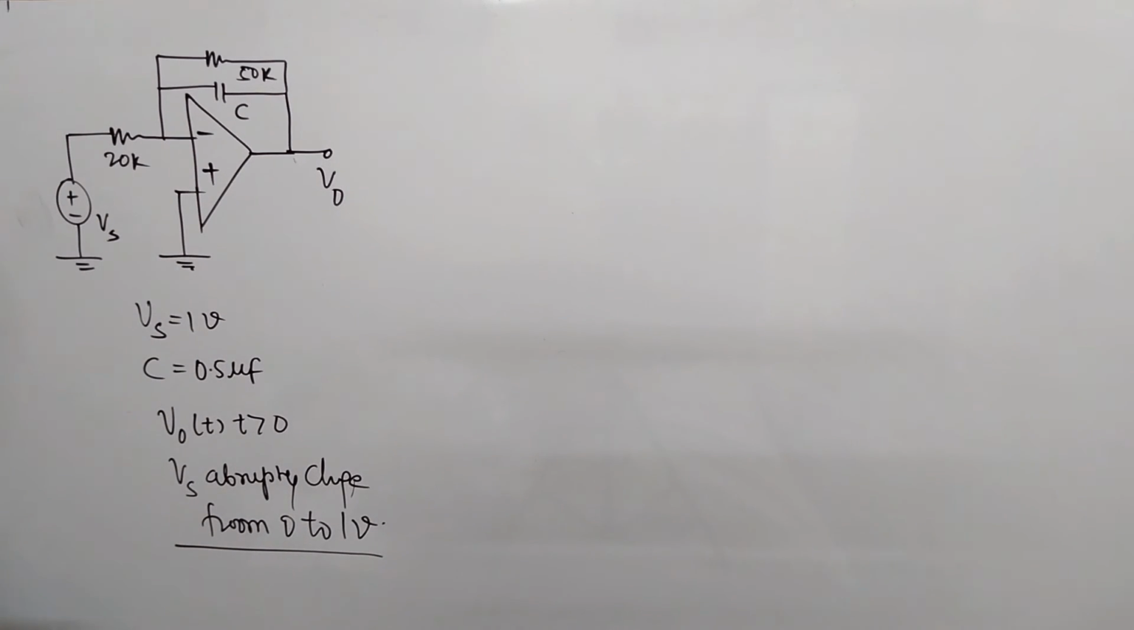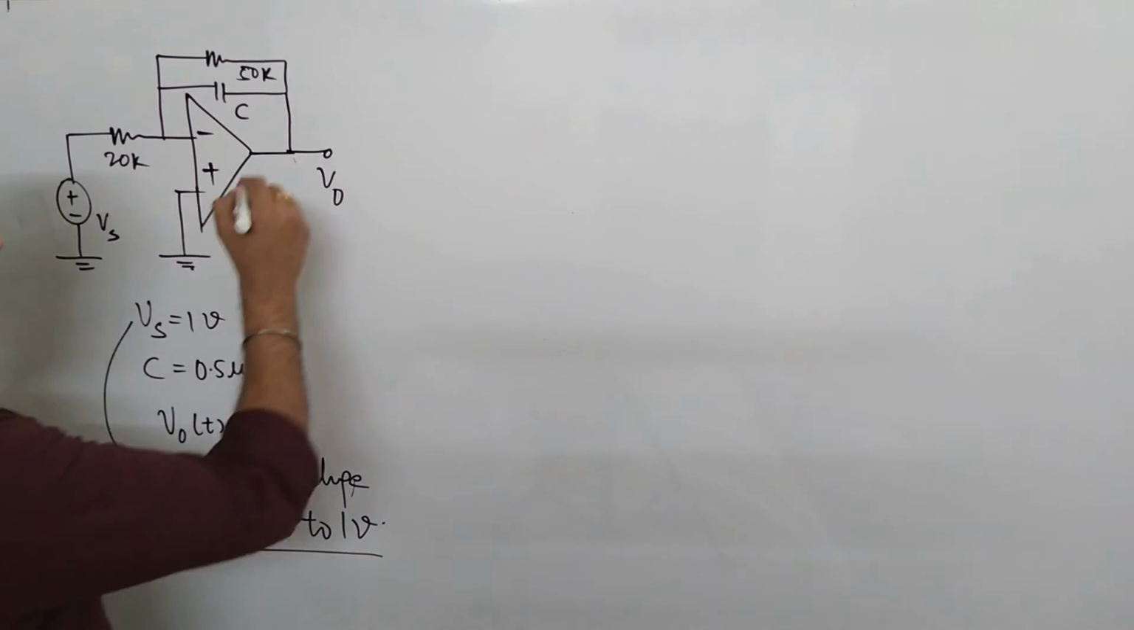So now friends, this is your next type of problem in which the value of Vs is 1 volt, with the condition that Vs abruptly changes from 0 to 1 volt. It means at time t equal to 0 negative the voltage is 0, but at t equal to 0 it abruptly changes from 0 to 1 volt. The value of C is 0.5 microfarad. You have to find the value of V0t for t greater than 0.